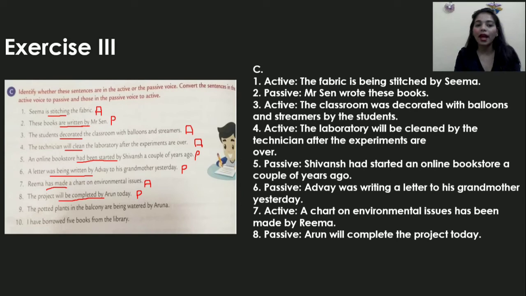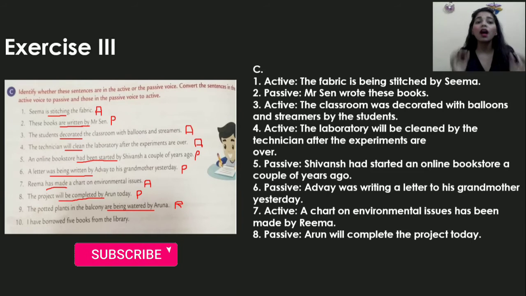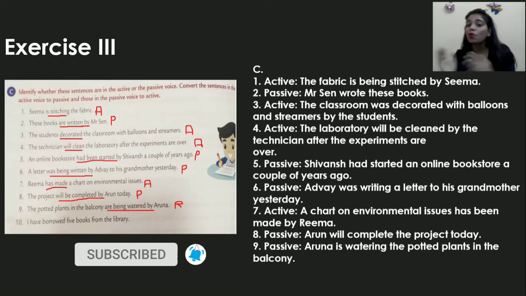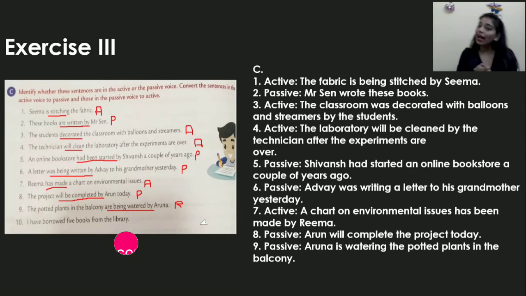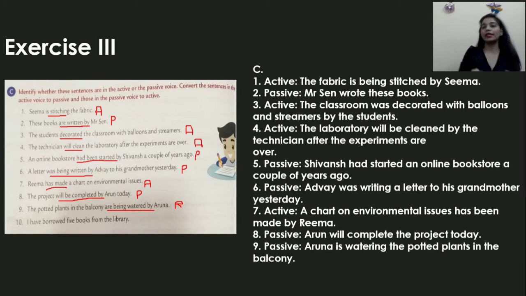The potted plants in the balcony are being watered by. So this is passive voice, very clear to us. Yeah, so let's change the sentence into active voice. So we will start the sentence from Aruna. Aruna is watering the potted plants in the balcony. Are being is changed into is being.